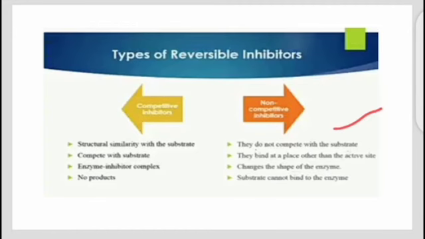The second one is the non-competitive inhibitors. Non-competitive inhibitors do not compete with the substrate. Why? Because their structure is different from the substrate. They do not have structural similarity, however they bind at a place other than the active site, and as a result they can change the shape of the enzyme. And when they change the shape of the enzyme, it means that the enzyme cannot bind with the substrate.